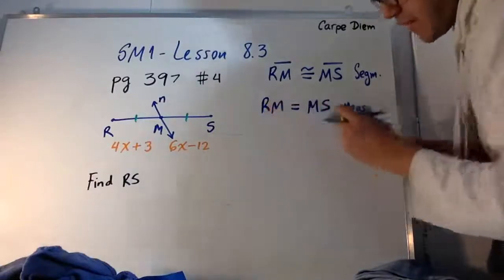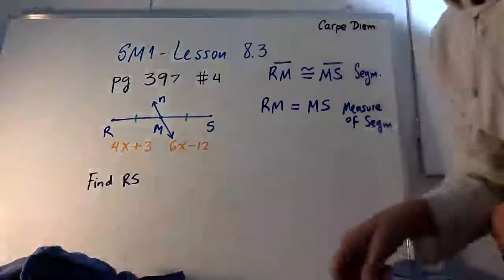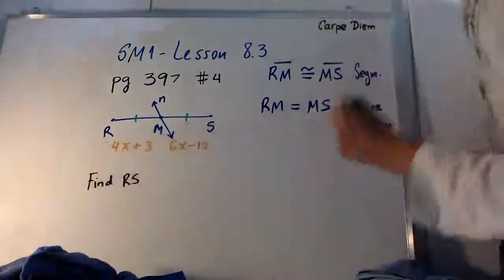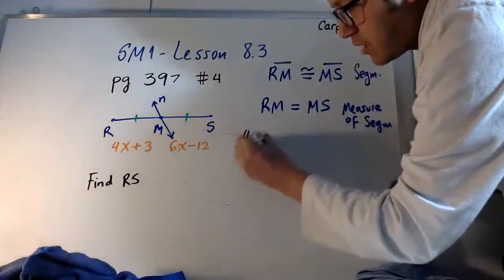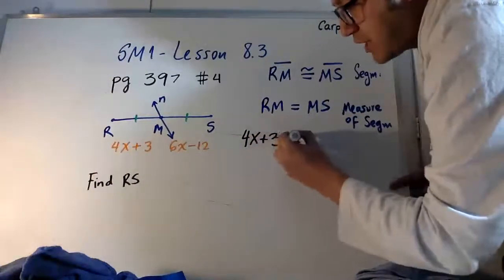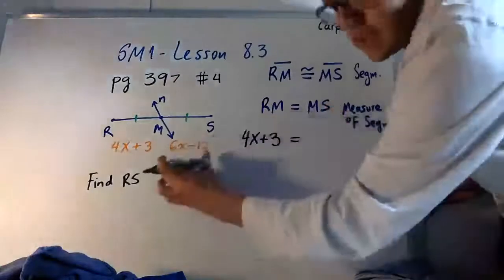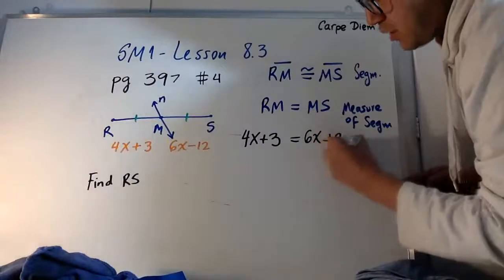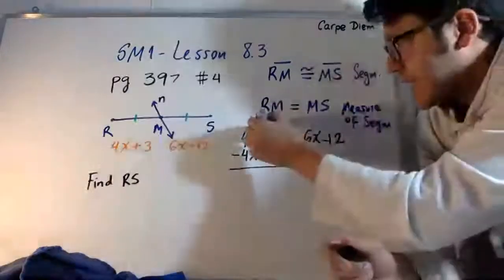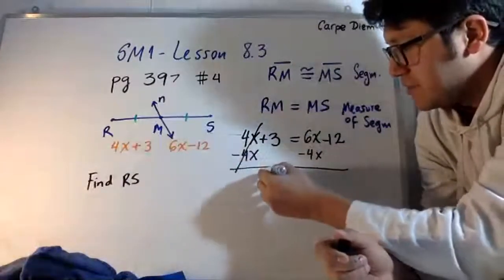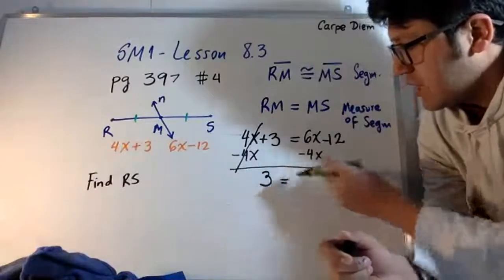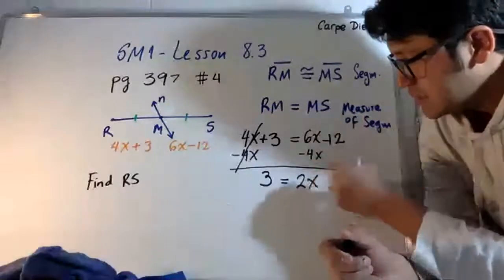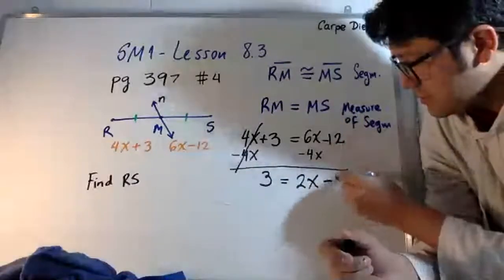So with this in mind, I'm going to go back to the graph and see, okay, what is the measure of RM? It's 4x plus 3. I'm going to write it down, 4x plus 3. And what is the measure of MS? It is 6x minus 12, okay? The 4x terms cancel, so I just have this number 3 left in here. And what do I have on the right? 6x minus 4x is 2x, and then minus 12.